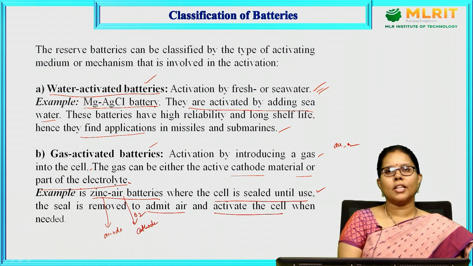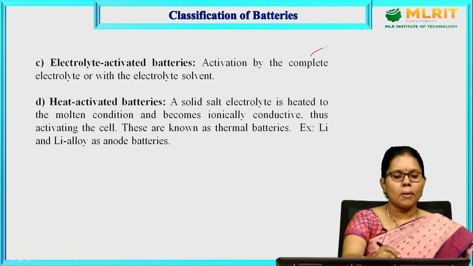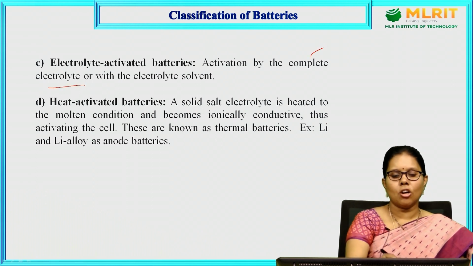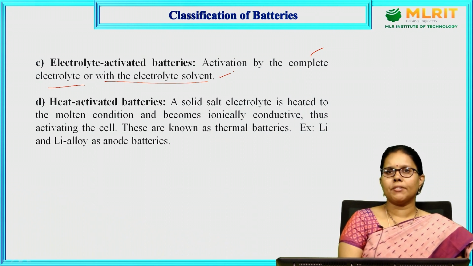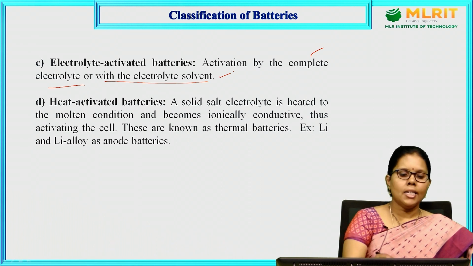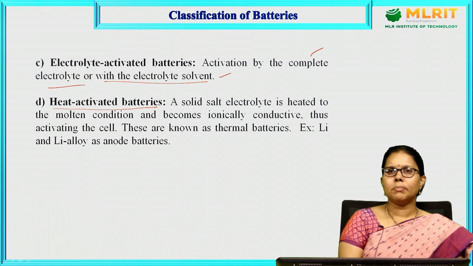Let us move to the next classification of reserve battery, electrolyte activated batteries. Activation by the complete electrolyte or with the electrolyte solvent. These batteries are activated by introducing the electrolyte or the electrolyte solvent. And let us move to the next one, heat activated batteries. These batteries are activated by supplying heat only.